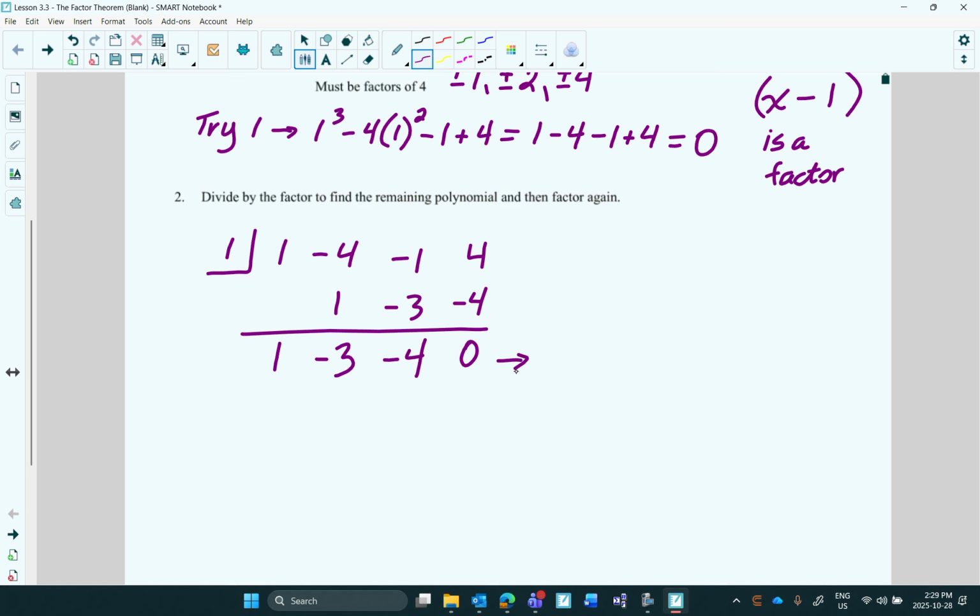Now, how do I write the answer? Well, the exponent is 1 less, right? So 1x squared minus 3x to the first, or just minus 3x, and then minus the number, which can be factored. You don't have to worry about trying numbers again. x.